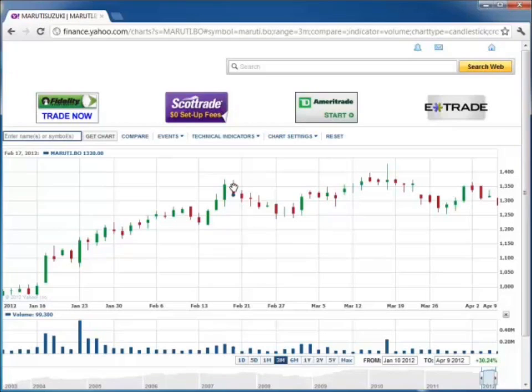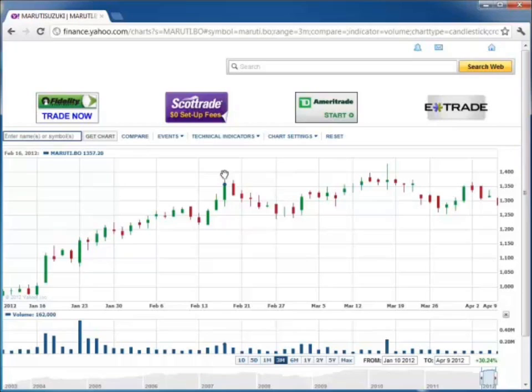Now the high and the low are essentially the bottom and the top of the entire candlestick. So the low will be down here where this small line ends, and the high will be up here where this small line ends. Okay?